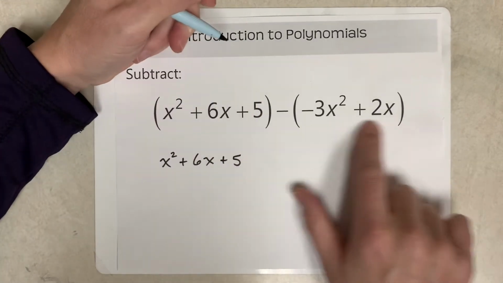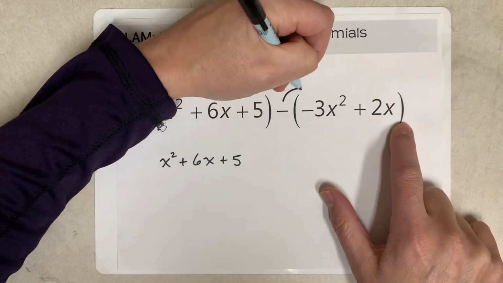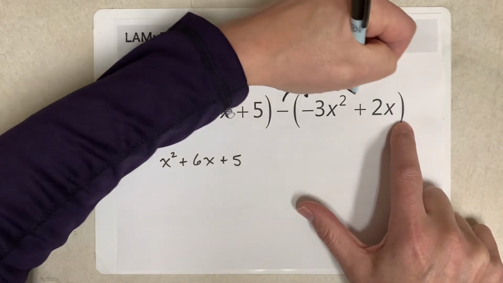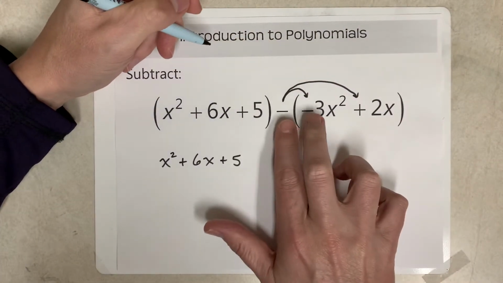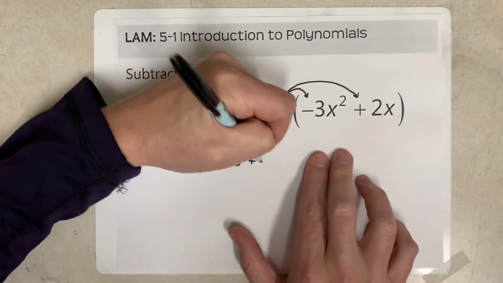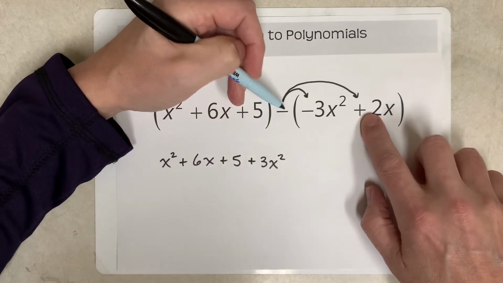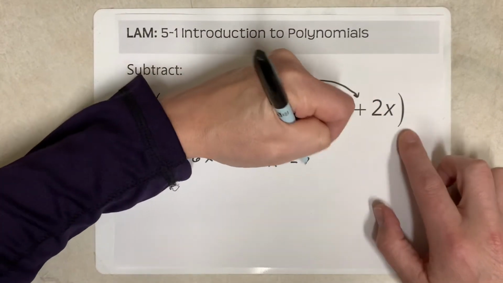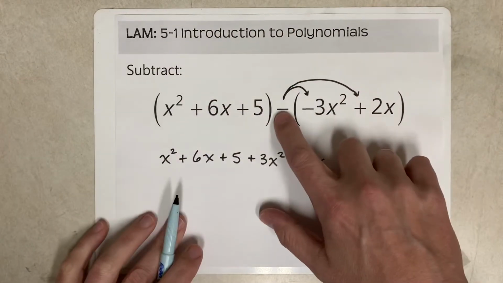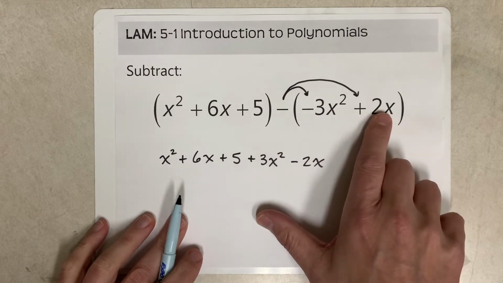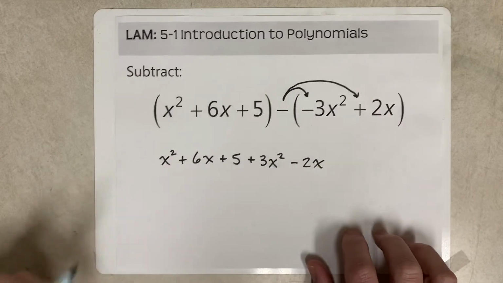But the second one, they are. So you have to distribute this minus to both of the terms now, and it changes them. Negative and negative makes positive 3x squared. Negative and positive make negative 2x. So that negative minus right there flips the signs of these two when you remove the parentheses.